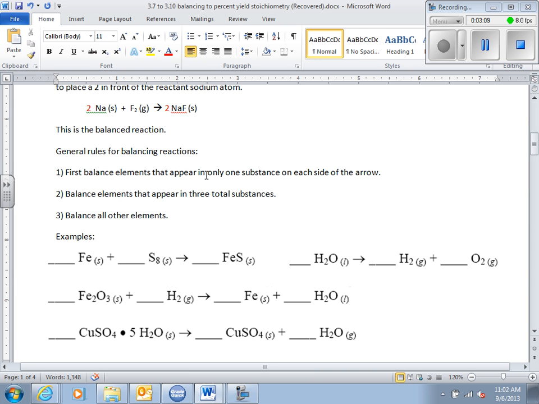After you do the elements that appear only once, then you do elements that appear at most 3 times, and then do everything else. So typically we will balance by trial and error.